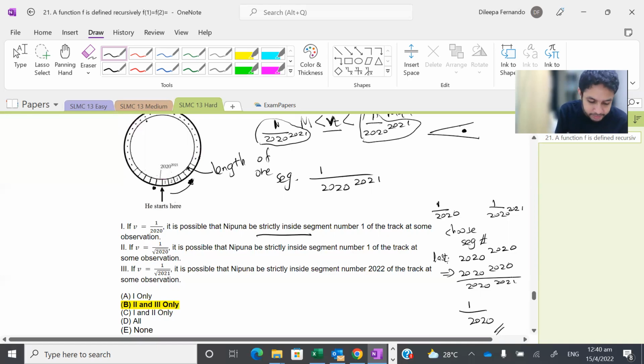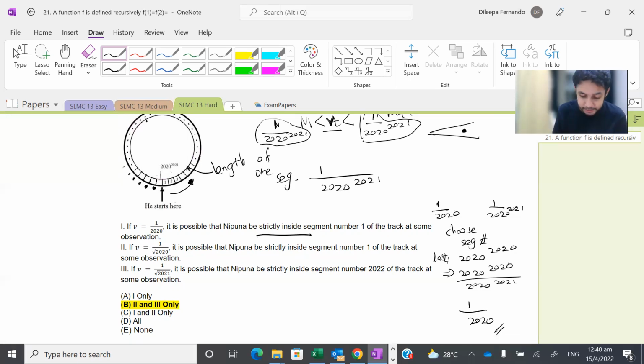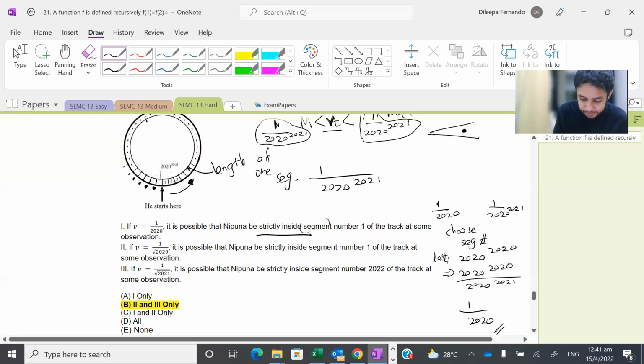So when he runs at 1 over 2020 speed, he can be first observed at the last, and you can see at the second time he can be observed here, because now it's a new starting point. So you can see that he can be observed in all the boundary points, but he can never be observed inside a segment. He can be only observed on the boundary points. That means the first statement is false. Right. Hope this is clear.